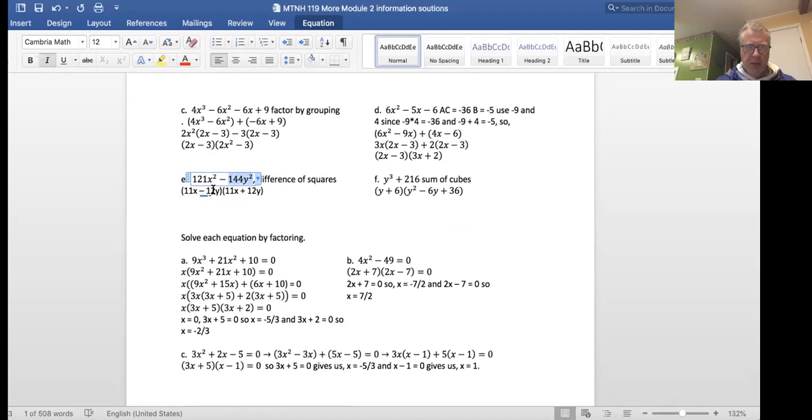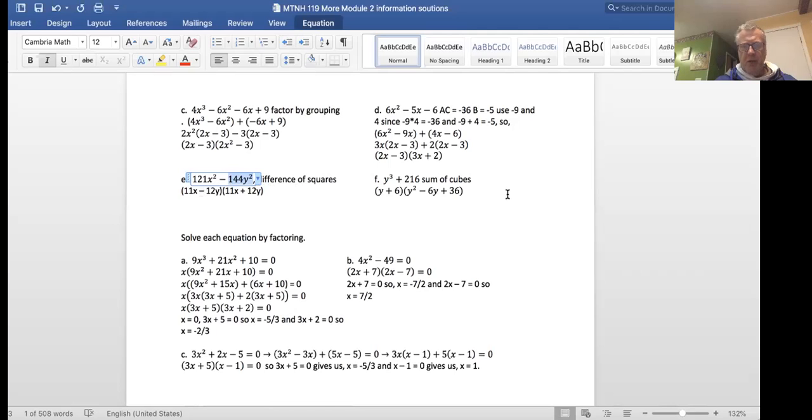So I put 11x and 12y in both sets of parentheses. One has a negative, one has a positive. That's the difference of squares. It's just a formula that you have to remember. Doesn't matter if the minus and plus are switched around. It does matter, though, that you have 11x and minus 12y and 11x and plus 12y. You couldn't have the 11x and the 12y switched around.